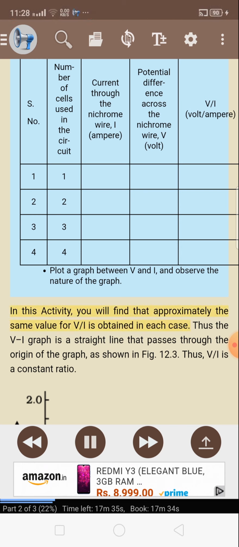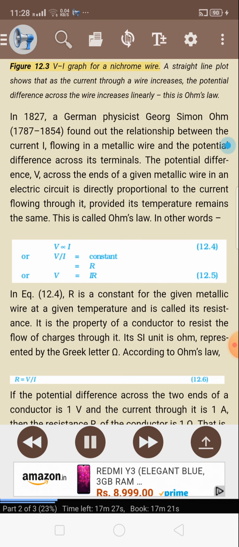In this activity, you will find that approximately the same value for V/I is obtained in each case. Thus the V-I graph is a straight line that passes through the origin of the graph, as shown in figure 12.3. Thus V/I is a constant ratio. Figure 12.3: V-I graph for a nichrome wire. A straight line plot shows that as the current through a wire increases, the potential difference across the wire increases linearly. This is Ohm's law.